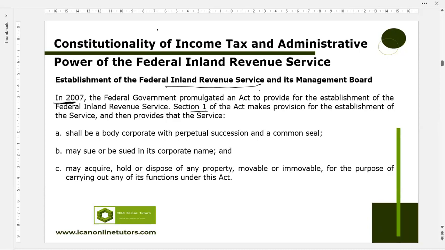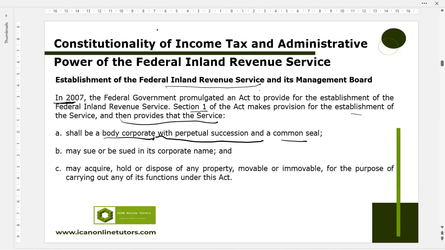Now, Section 1 of the Act makes provision for the establishment of the service and provides that the service shall be a body corporate with perpetual succession and a common seal, and may sue or be sued in its corporate name. So that's why you've been saying companies suing FIRS.